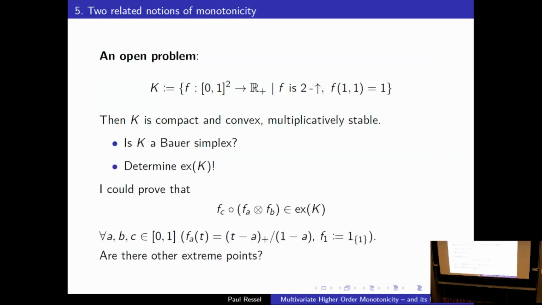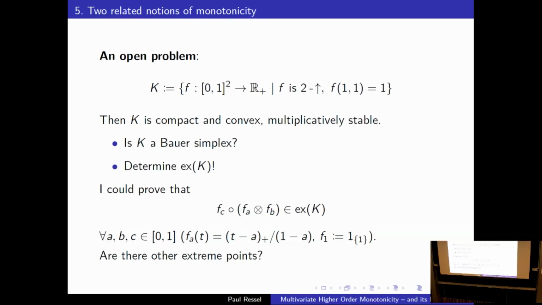Quite intriguing, in fact. I look at the simplest example of k-increasing functions, which is non-trivial, on the unit square, normalized, and it should be just 2-increasing. It's compact, convex, and also multiplicatively stable, as we saw. I do not know if it's a Bauer simplex, and I would like to determine the extreme points.